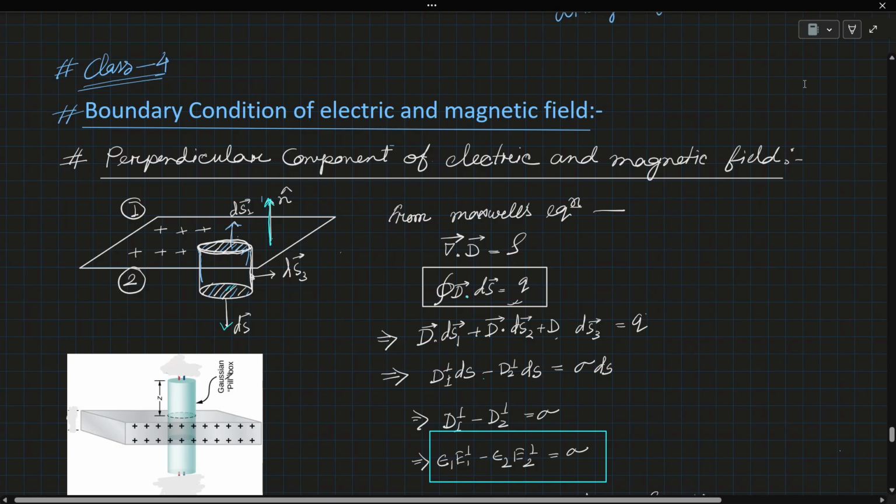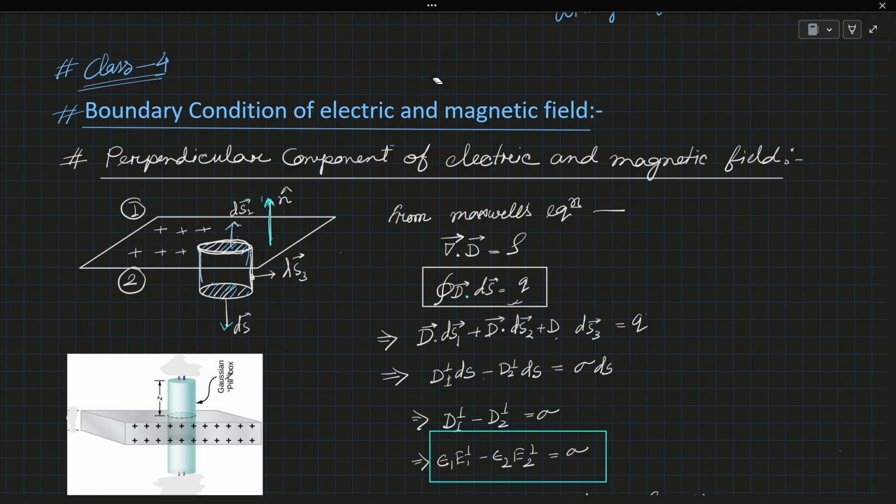So, hello students, this is the fourth class of electromagnetic theory, and in this class I am going to teach you about the boundary condition of electric field and magnetic field. That means how the electric field and magnetic field behave across a medium. First of all I am going to discuss the perpendicular component of the electric field and magnetic field. In order to do that, I need an interface, that means a boundary between two media.